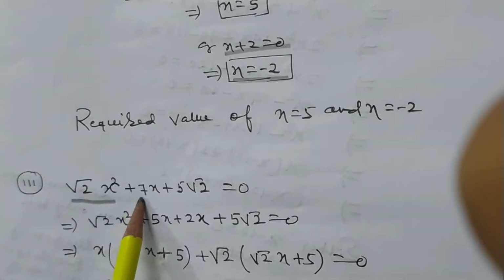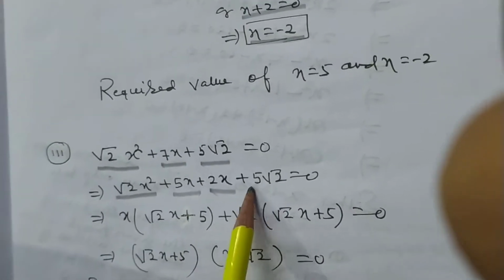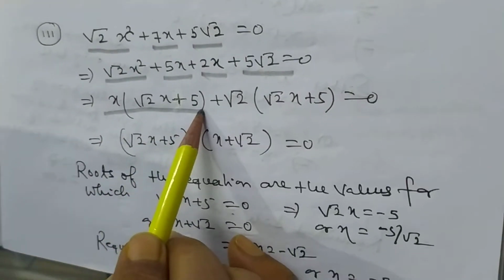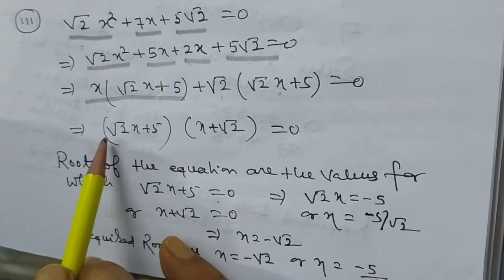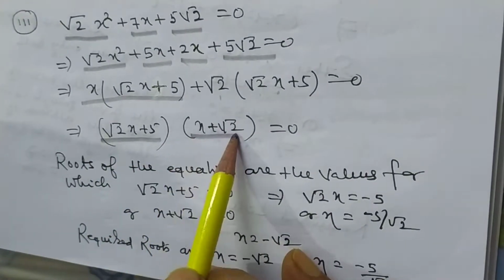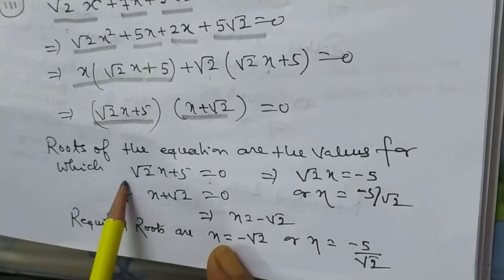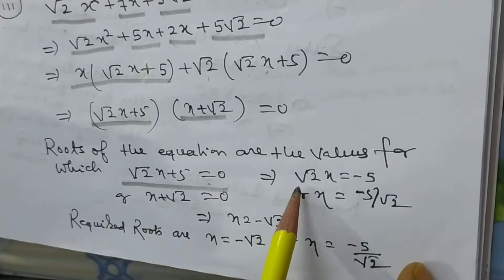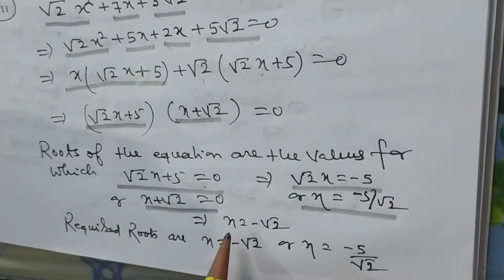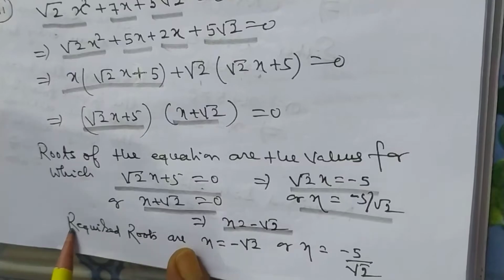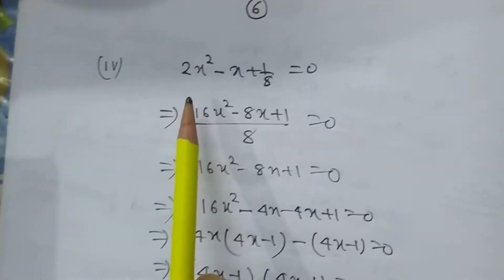Next, root 2 x square plus 7x plus 5 root 2 is equal to 0. So root 2 x square plus 5x plus 2x plus 5 root 2 is equal to 0. Taking common x, we have x into (root 2 x plus 5), and taking common root 2 (x plus 5 by root 2)... so it will be (root 2 x plus 5) into (x plus root 2) is equal to 0. Roots of the equation are the values for which root 2 x plus 5 is equal to 0, that is root 2 x is equal to minus 5, that is x is equal to minus 5 by root 2. And x plus root 2 is equal to 0, so x is equal to minus root 2. So the required roots are x is equal to minus root 2 or x is equal to minus 5 by root 2. Now problem number 4.